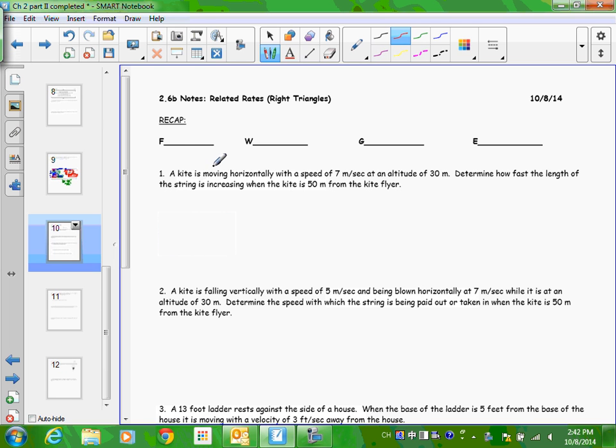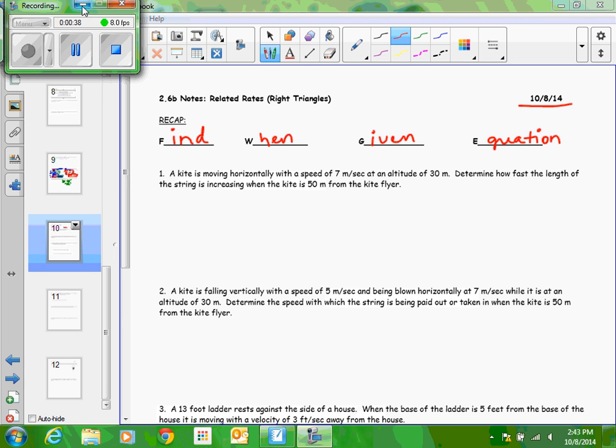Okay, so recap. In this situation, what does F stand for? Find. What about W? When. G. Given. And E is equation. If you're not on this page, just turn the page to October 8th, today. Okay, so Fuigi, this is going to be our framework, okay?